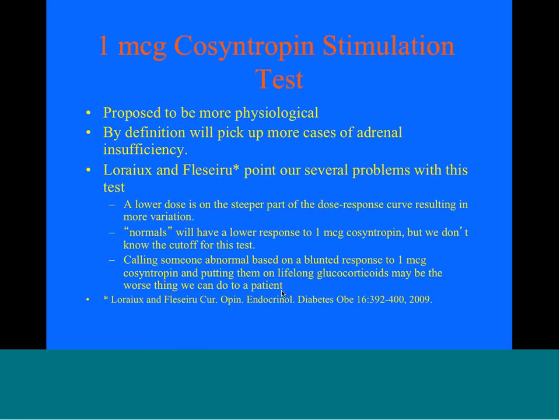Lynn Lauria and Maria Fleseriu pointed out in an editorial in 2009 several problems with the test. One is it's on a steeper part of the dose response curve. There's more variation from it. It's really not known what normals should be and what the cutoff is for this test. And if you call somebody abnormal based on a blunted response to this test, and you put them on lifelong glucocorticoids, it may be the worst thing you could do to a patient. So you should be very cautious in interpreting this test.